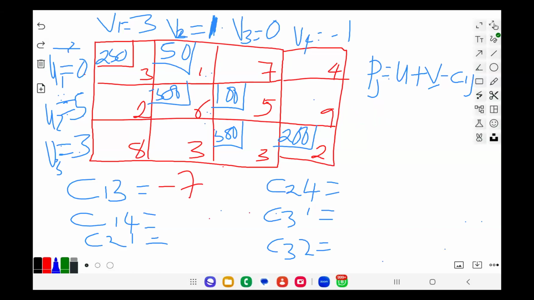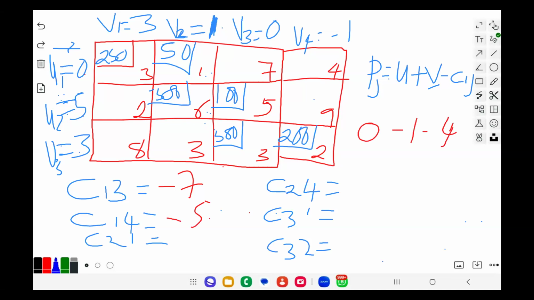And then we go to the next one, C14. What is the U number here? It is 0. V is -1, minus 4, which will give us what? -5, right?